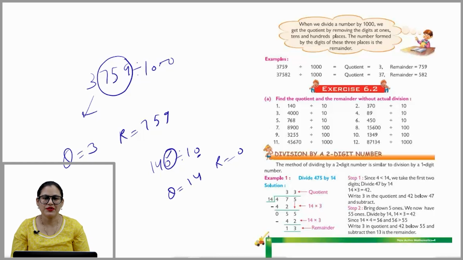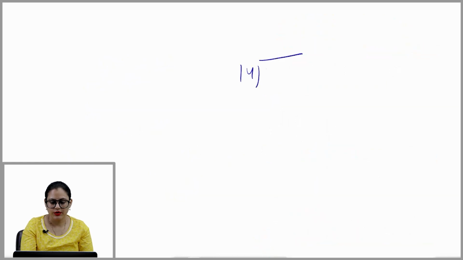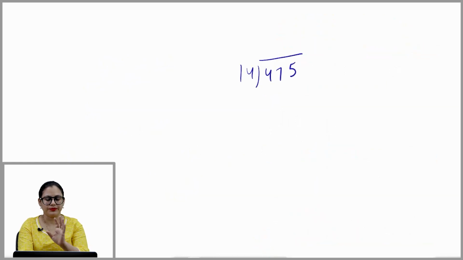Now division by a 2-digit number. The method of dividing by a 2-digit number is similar to division by a 1-digit number. Example, divide 475 by 14. First, we will arrange in this way. You have to divide this number by 14. So we'll write first 4, but 4 is smaller than 14, so we take the first 2 digits. Then we'll divide 47 by 14.